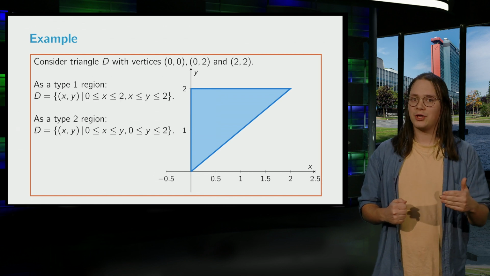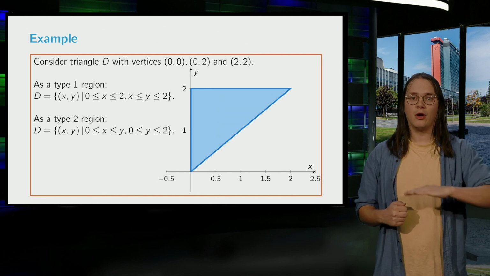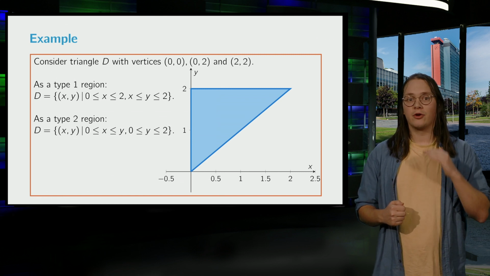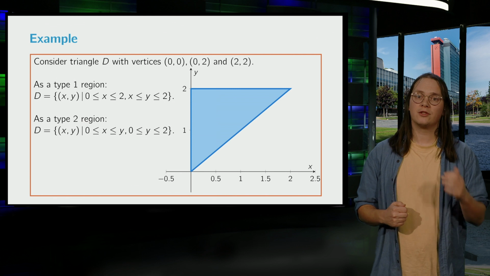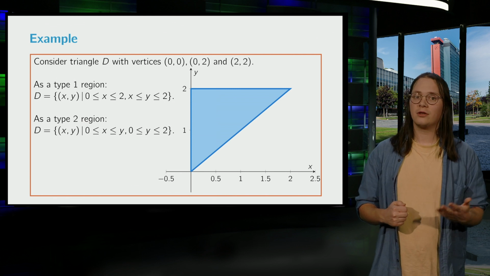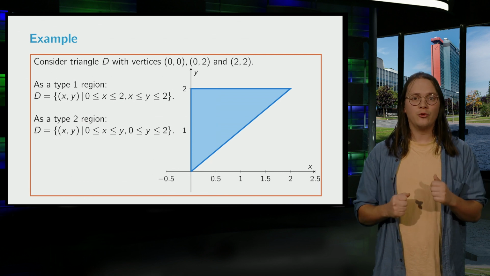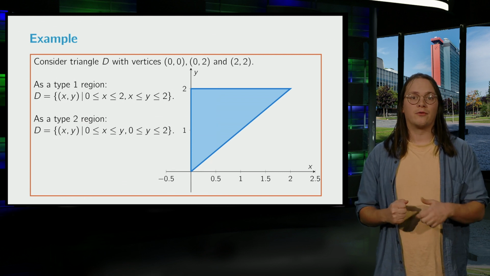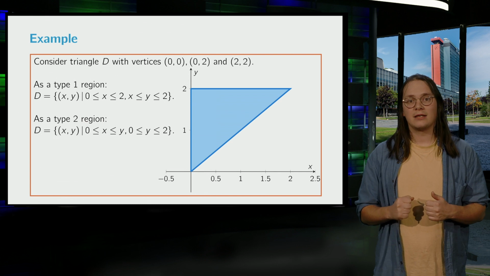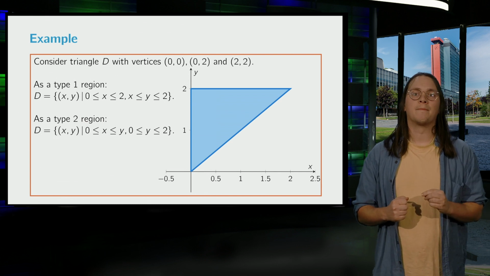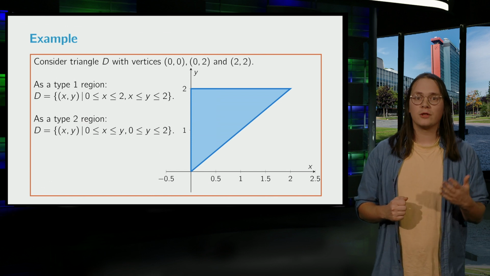As a type 1 region, we note that y is bounded below by the oblique line y equals x, and y is bounded above by the horizontal line y equals 2. In addition, x runs from 0 to 2. As a type 2 region, we find that x is bounded from the left by the vertical line x equals 0, and from the right by the oblique line x equals y. Here y runs from 0 to 2.